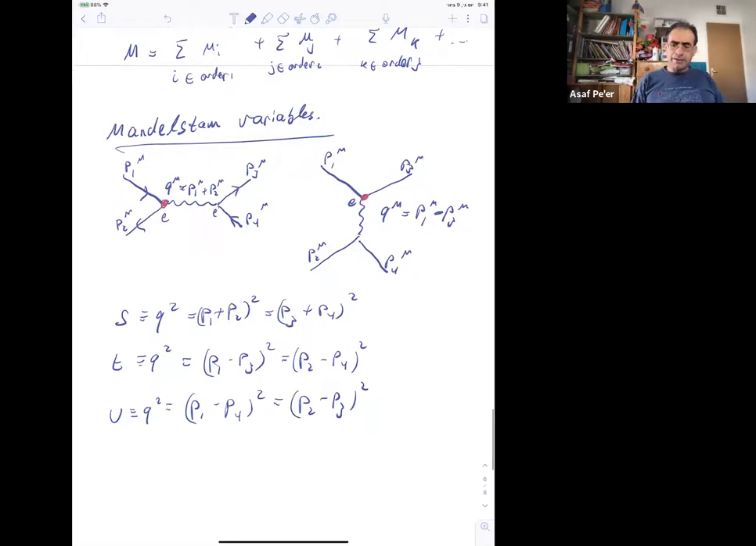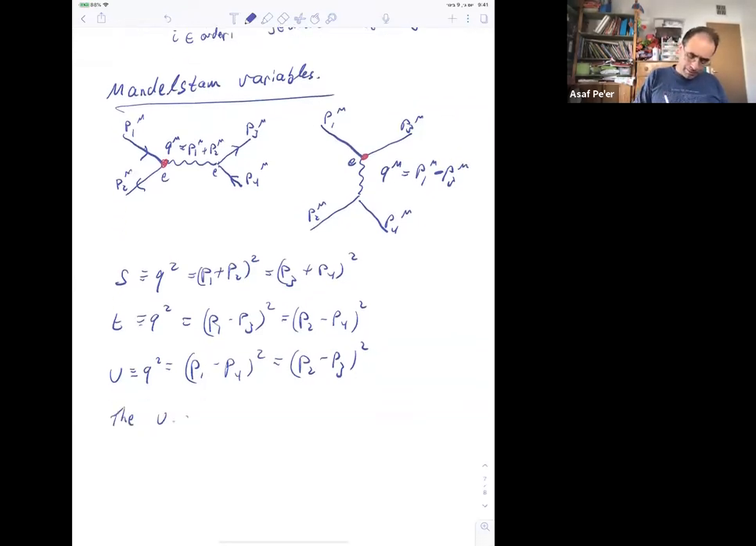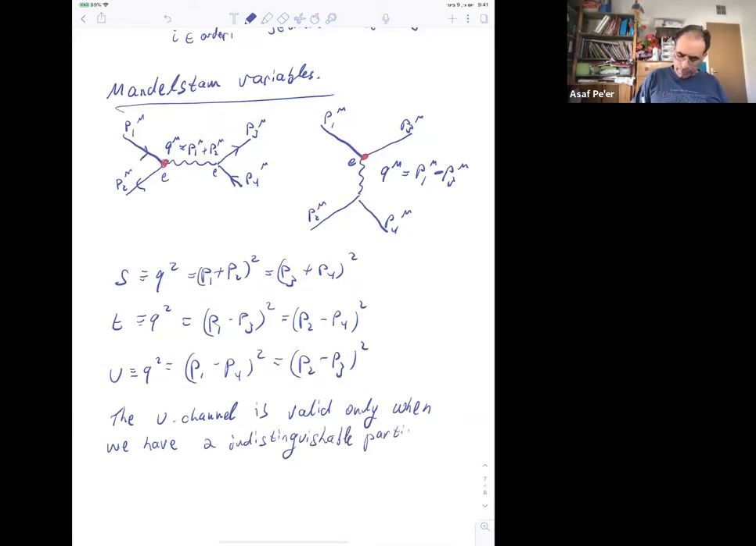Now the U-channel diagram, as we said in class, is valid, or relevant, only if in the final state we have indistinguishable particles. The U-channel is valid only when we have two indistinguishable particles in the final state.